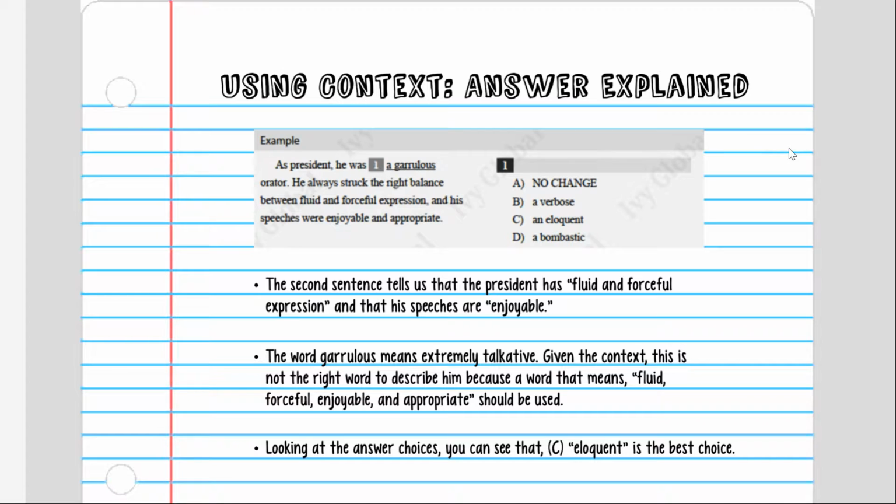And I try to point out to the students that some words have inherently negative connotations and positive connotations, and when you're thinking about context, is the writer trying to convey a positive feeling or a negative feeling when they're trying to use a specific word? So, for instance, I wouldn't choose verbose, because verbose has a negative connotation, being very talkative. This passage is saying he struck the right balance. He was good at being fluid and forceful, and his speeches were enjoyable and appropriate. All of these words describing the president have a positive connotation, so it just doesn't fit to choose an answer choice that has a negative connotation.